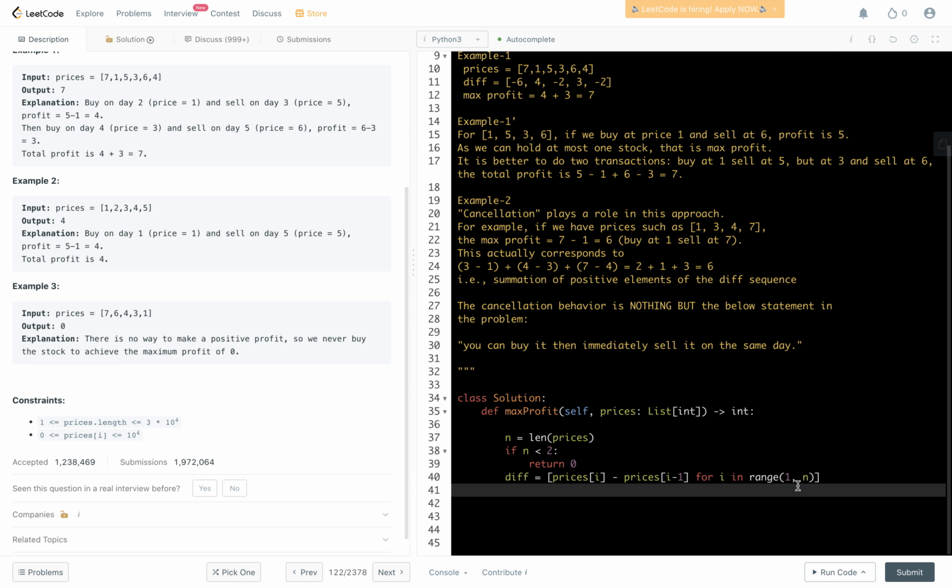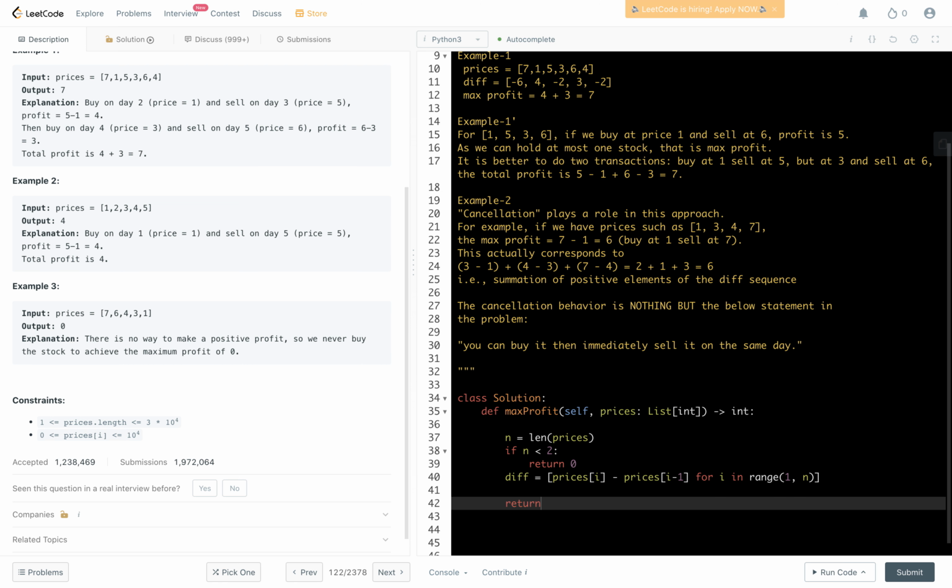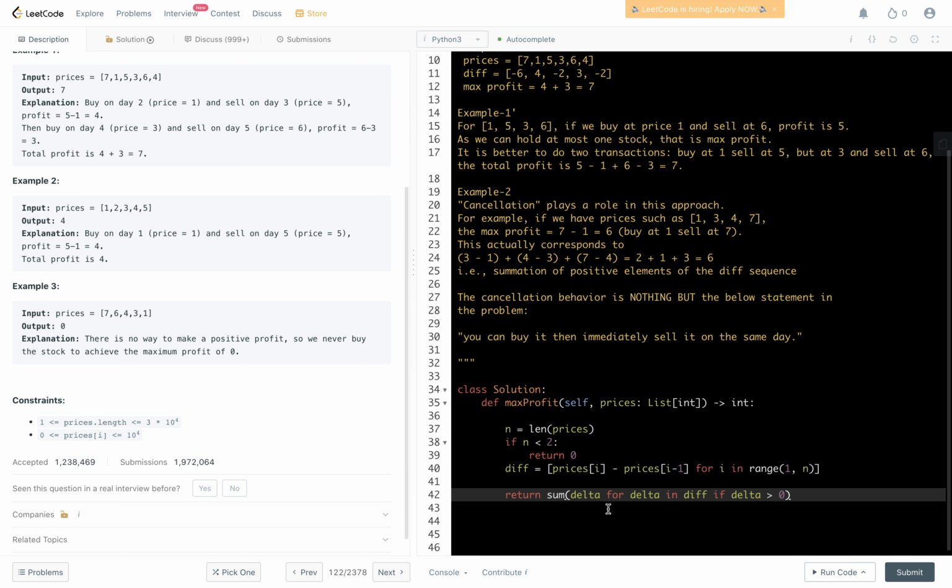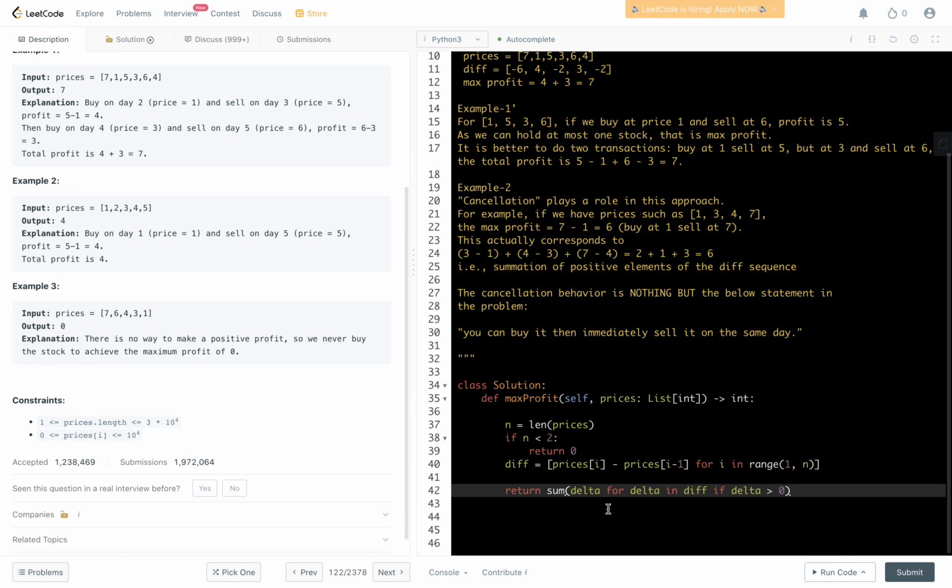So with that said, we just need to return the sum of positive elements in diff. So delt for delt in diff if delt greater than 0. We didn't put a list here because sum can accept an iterator. So that's it for this problem. It forms a full solution.